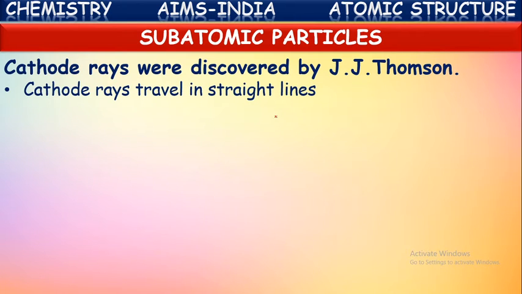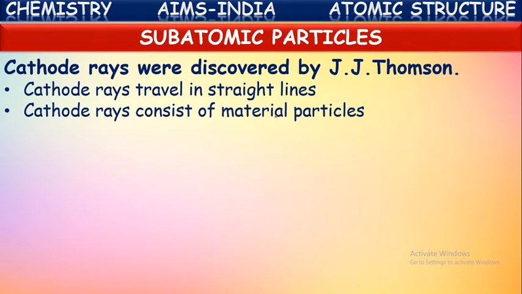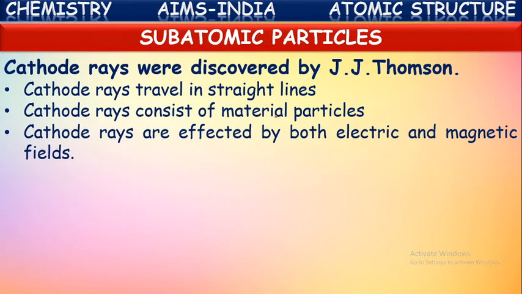Some properties of cathode rays are mentioned here. These cathode rays travel in straight lines. They consist of material particles, not just charge. Cathode rays are affected by both electric and magnetic fields. As they consist of negatively charged particles, when they are traveling in a path and an electric field or magnetic field is introduced in their path, they are deviated from their original path.